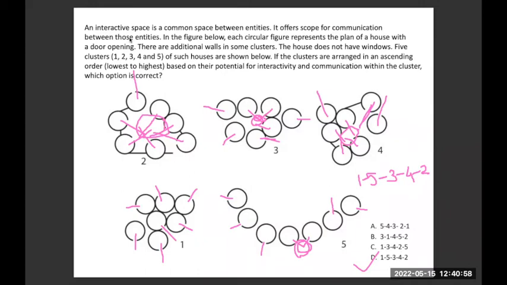Whenever you are given some definition as a part of the question, please refer to the definition and don't add anything outside that definition. Here, the definition is talking of some common space and some possibility of communication. So just stick to these two aspects. Don't think outside the box besides this, only in cases when the definition is given. Otherwise, you have to use your own vocabulary. Okay?